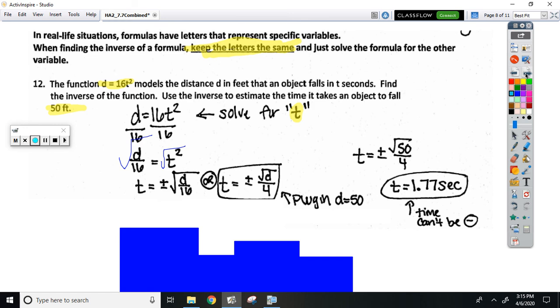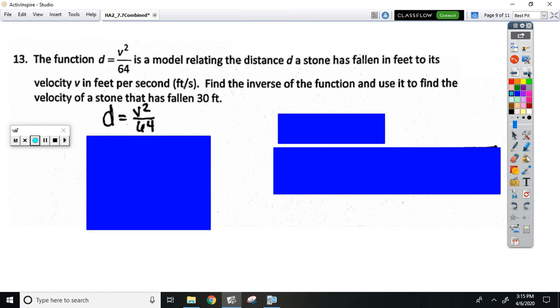If you want, go ahead and pause the video and try number 13 on your own. If not, stay on and you can watch me do this one for you. This one is a function that is relating distance, d, of a stone that has fallen in feet, to its velocity in feet per second. Find the inverse and use that inverse to find the velocity of a stone that has fallen 30 feet. So again, for this one, leave the variables right where they are, but we're going to solve this for v.